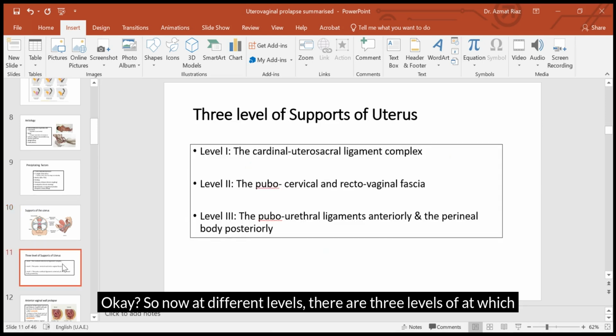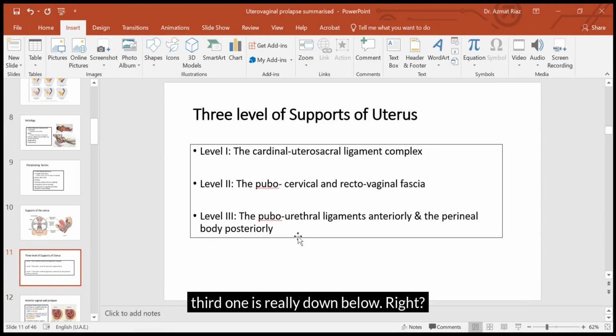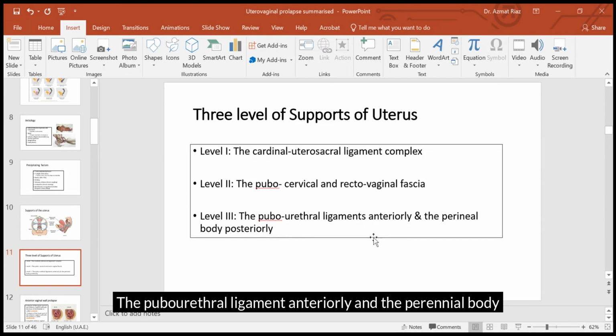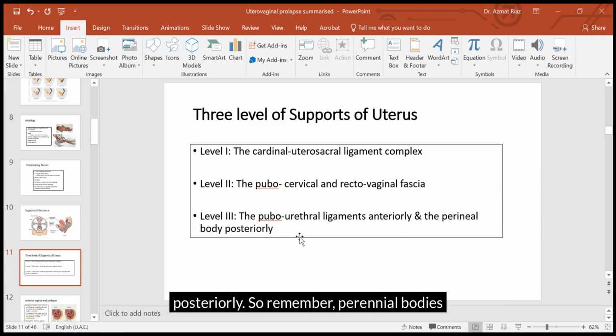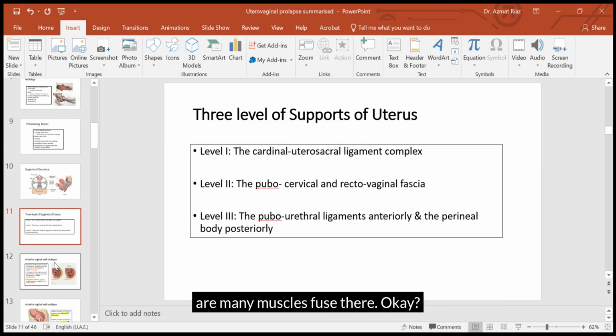Now there are three levels at which the uterus is supported. The first one is the cardinal, or transverse cervical, or Mackenrodt's ligament and the uterosacral ligament complex, together. Level two is the pubocervical and rectovaginal fascia. And the third one is really down below: the pubourethral ligament anteriorly and the perineal body posteriorly. Remember, the perineal body is where many muscles fuse. It's level three, quite low down.